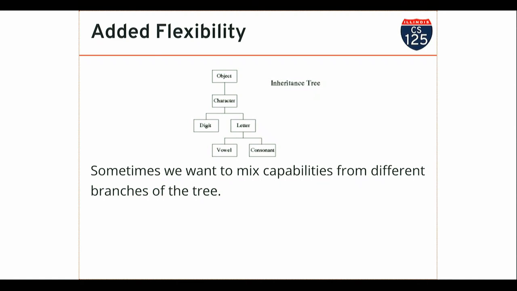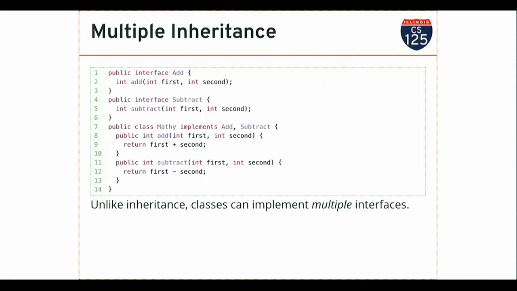I don't have to organize things into a tree in order to use an interface. Any one of these classes could implement add. The other thing that's cool about interfaces and really important is that classes can implement multiple interfaces. In Java, I don't have multiple inheritance. A class cannot have two parents, but it can declare that it implements two interfaces. So in this case, I've got an add interface and a subtract interface and a single class that implements both. That class has to provide all the methods from all of the interfaces that it implements.